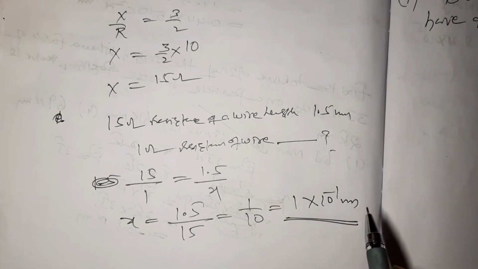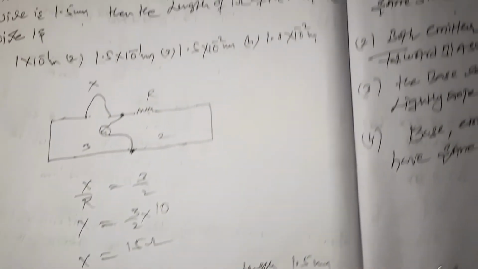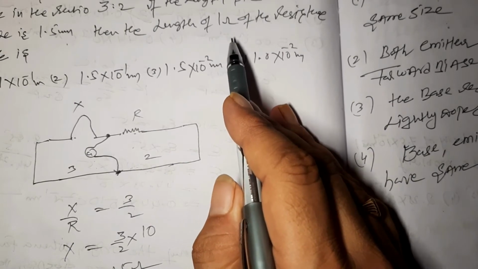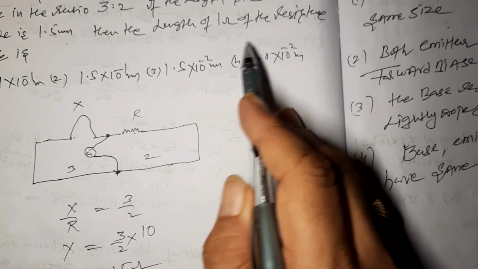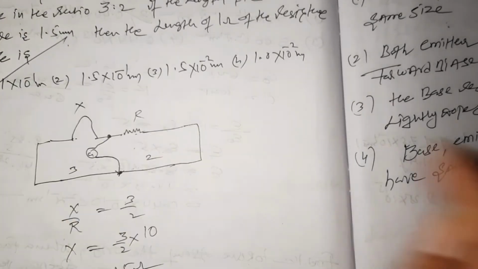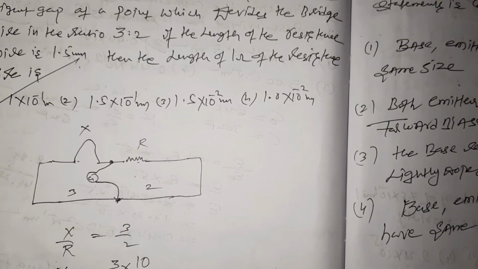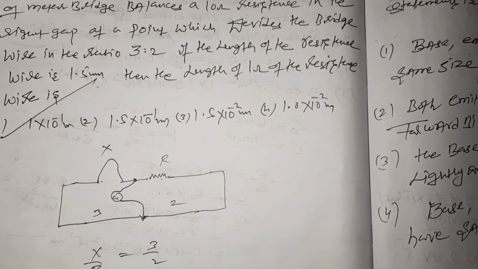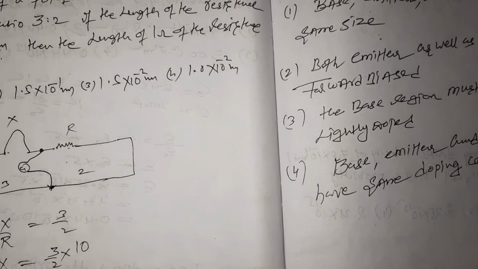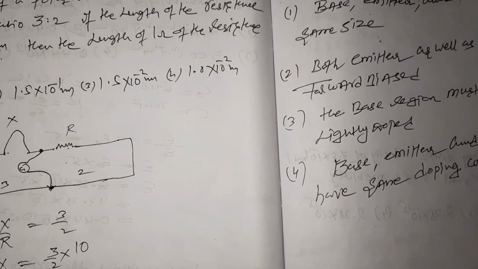That means the length of 1 ohm resistance of wire is 10 to the power of minus 1 meter. Right.